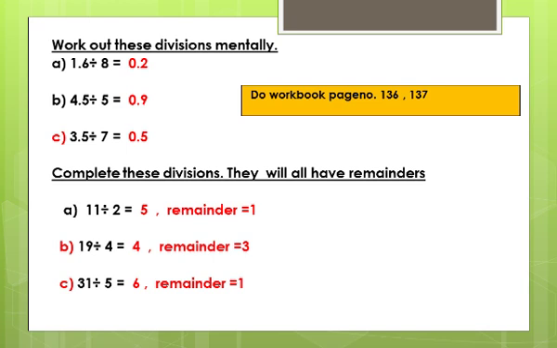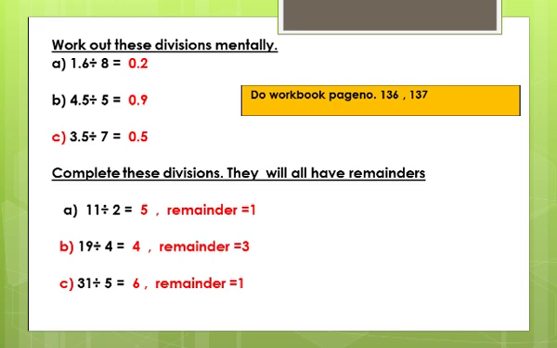They will all have remainders. Now we are going to start the divisions with remainders. The example: 11 divided by 2. 5 times 2 is 10. So 11 divided by 2 is 5. How many left over? 1 left over. This leftover quantity is the remainder. So 11 divided by 2 is 5.